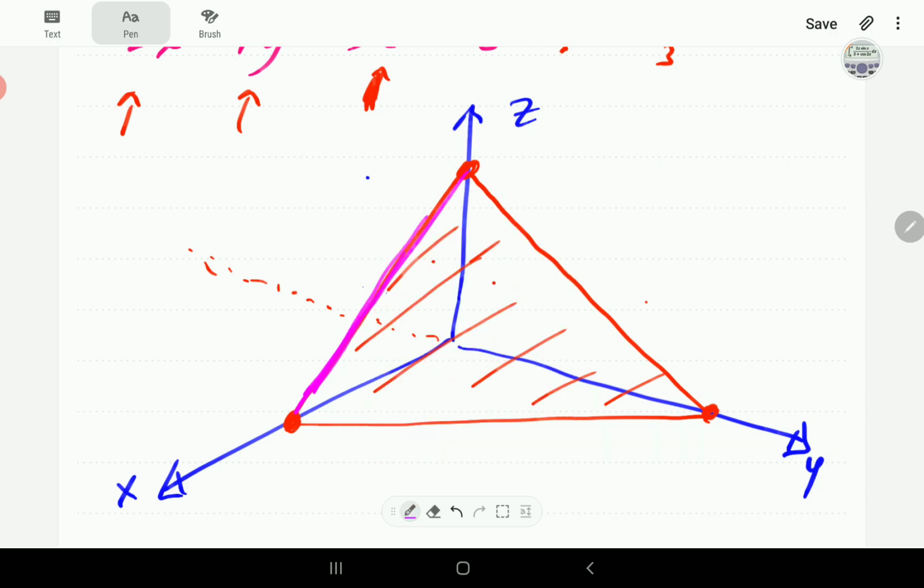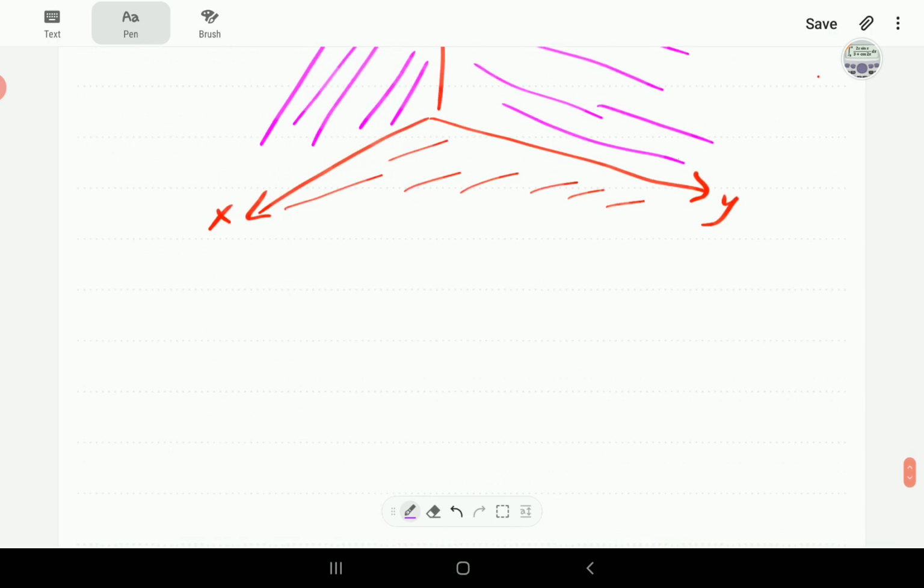That's the intersection of the plane with the xy plane. That's the intersection of the plane with the yz plane. So the intersection between any two planes is always going to be a straight line.